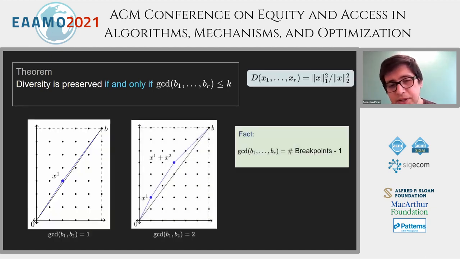The main intuition here is that when the greatest common divisor is, let's say 2, then you can find points in between on the line joining 0 and B. That allows you to split the vector B into parts that are exactly the same as B. But when you don't find points on the line joining 0 and B, then you have to go outside, and that basically deteriorates the diversity of one of the possible parts.